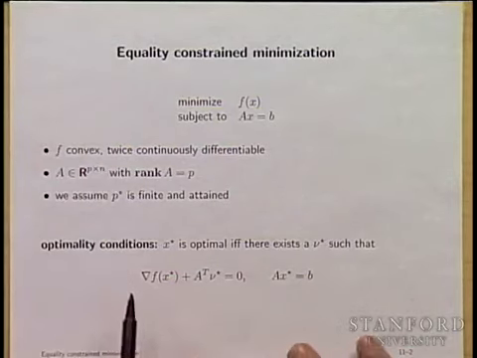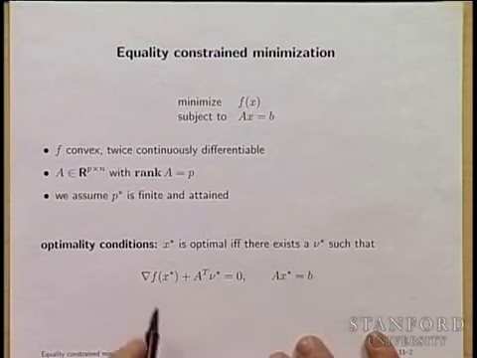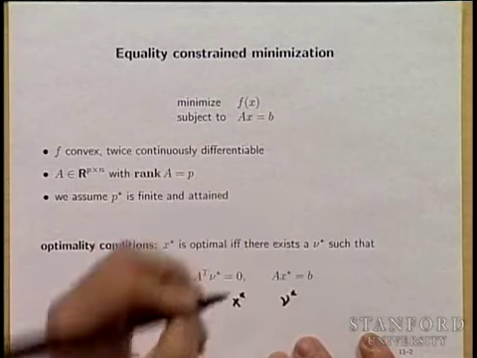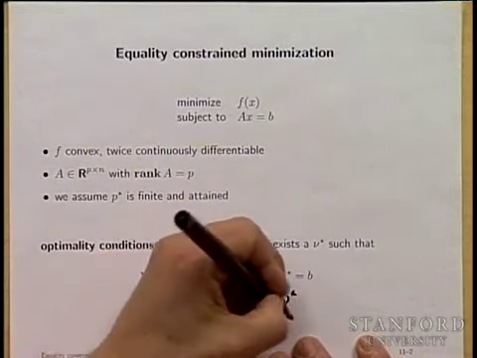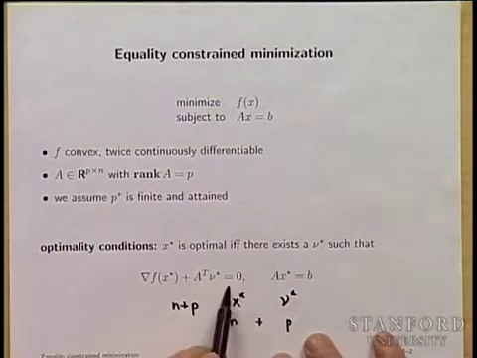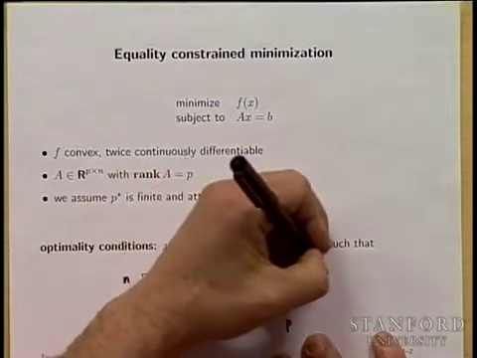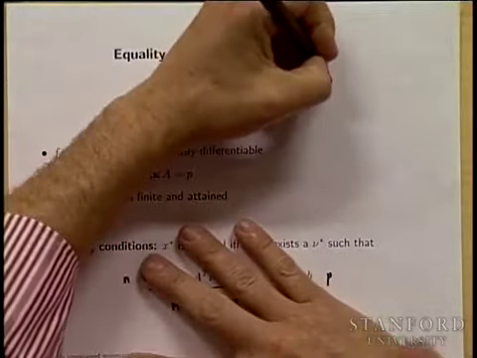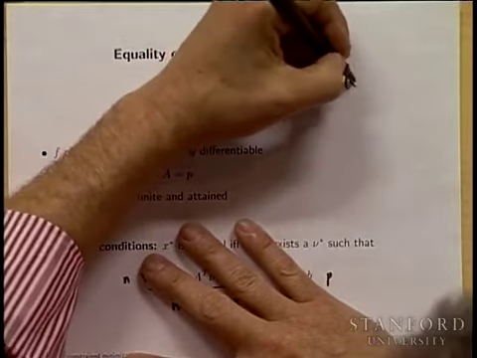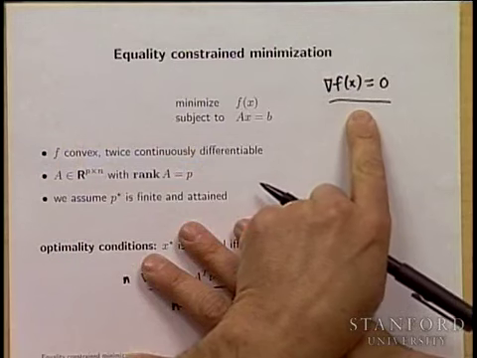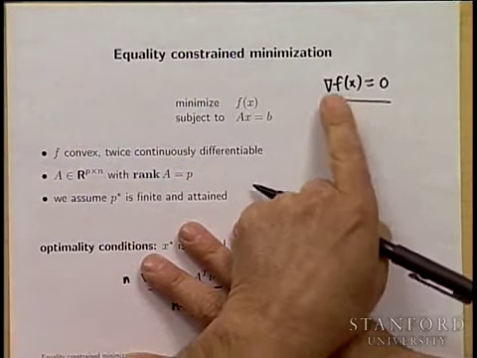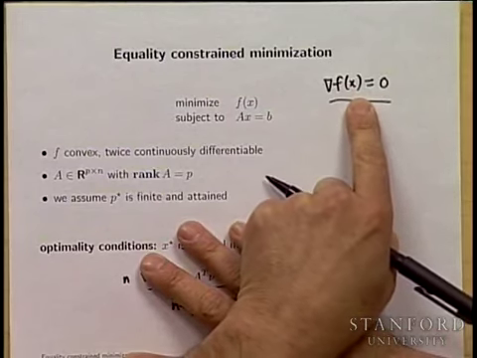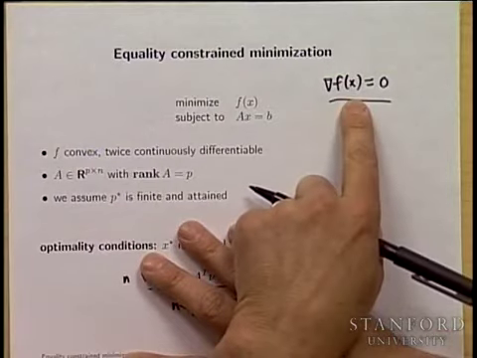So another way to think of it is this: you really want to solve a set of n plus p equations in the variables x star and nu star, which coincidentally have dimension n plus p, right? Because this is n equations, and that's p equations. In the same way, when you do unconstrained minimization of f, you can say my job is really to solve n nonlinear equations in n variables. Nonlinear, by the way, unless f is quadratic, in which case this is linear. But in general, it's nonlinear equations, n equations, n unknowns. That's what Newton's method is really doing, for example.